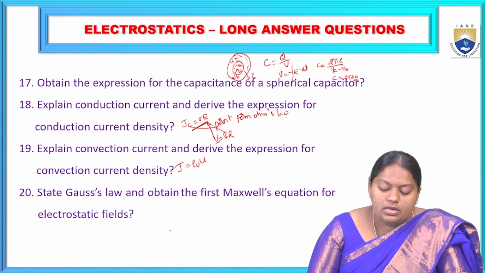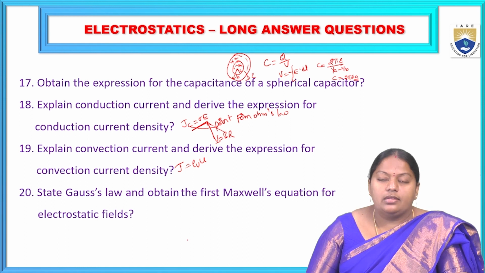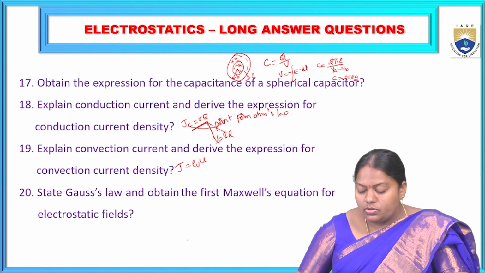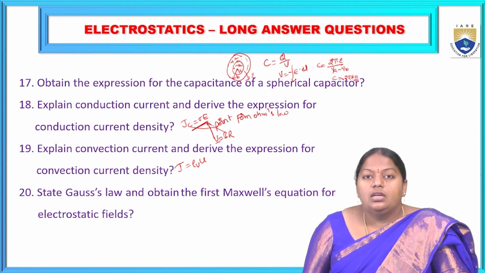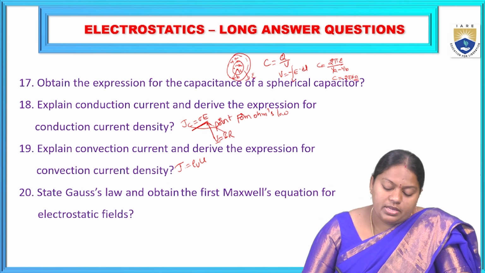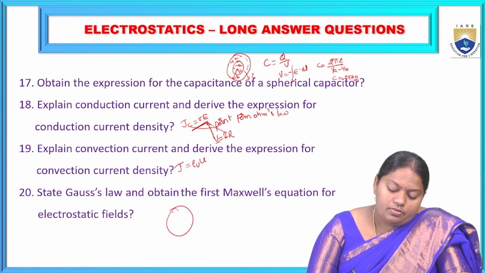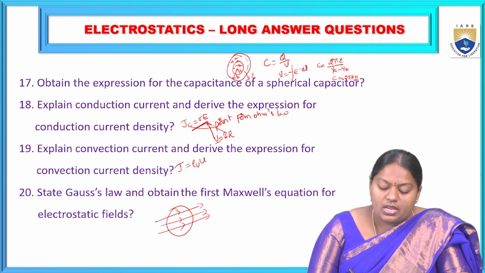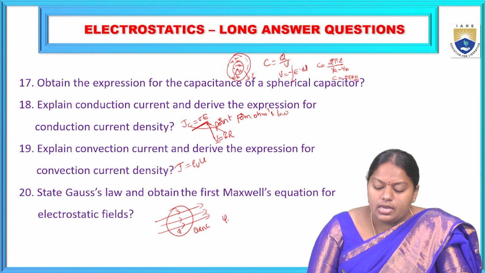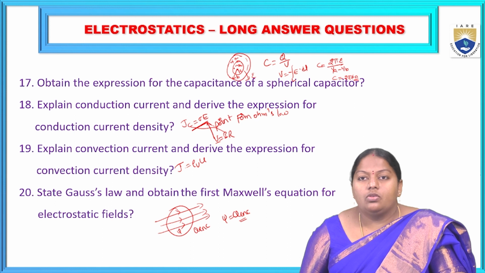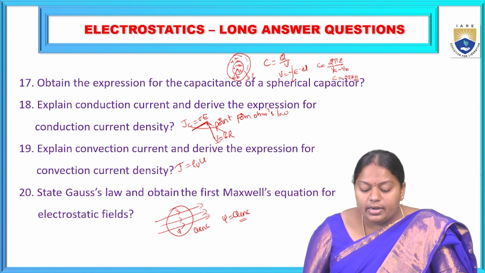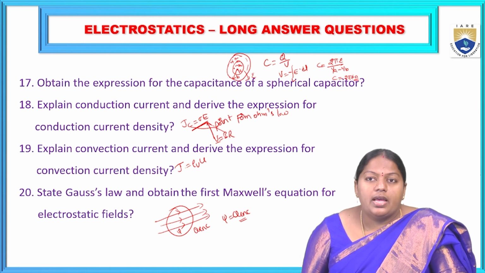Next, state Gauss law and obtain the first Maxwell's equation for electrostatic fields. As we know, Gauss law is about the flux passing through any closed surface. If you consider one closed surface, the flux lines passing through the given area, inside and outside the volume, must be the same. So psi is equal to Q enclosed. The flux passing through any closed surface is the same as the net charge enclosed by it.